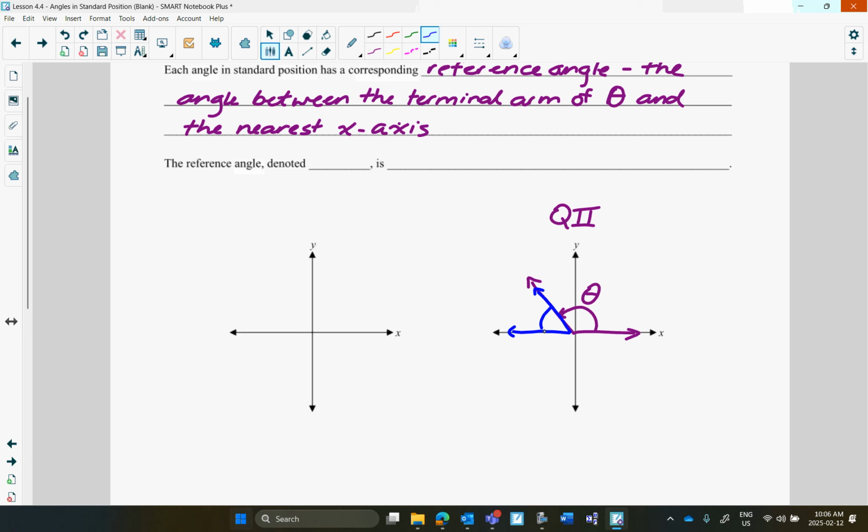And how do we denote it, or what notation do we use? Theta, and then capital R. So the reference angle, theta R, is always going to be an acute angle. It's always going to be between 0 and 90. Okay? And we'll see that when we draw them in the different quadrants. It is always between 0 degrees and 90 degrees.